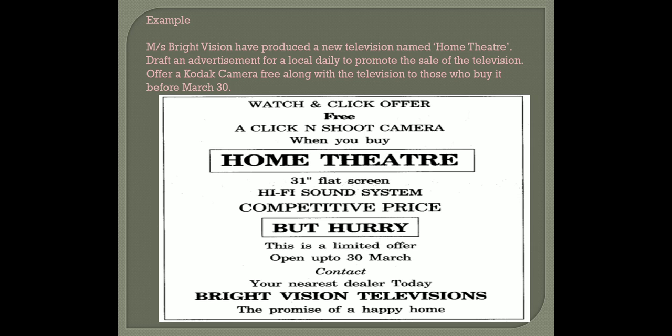So we have come to know that there is one television, and along with it there is one offer that we can gift some camera also, but it is for a limited period. So how we have to present this, we need to plan and see how it is done in this example. Watch and click offer. See, watch is for television and click is for camera. So I have made a catchy phrase.